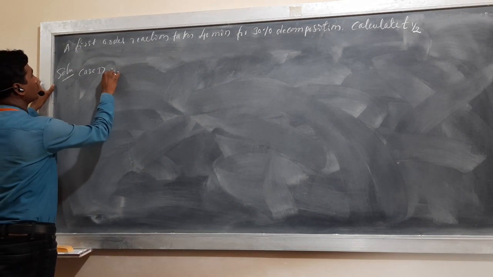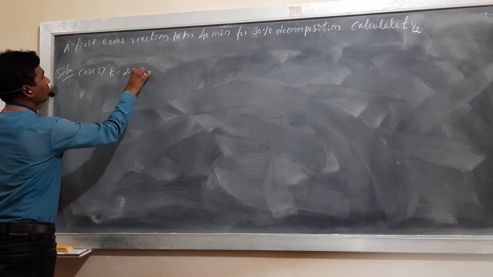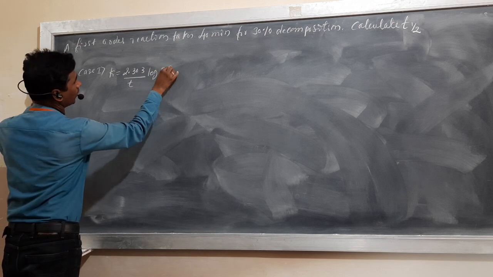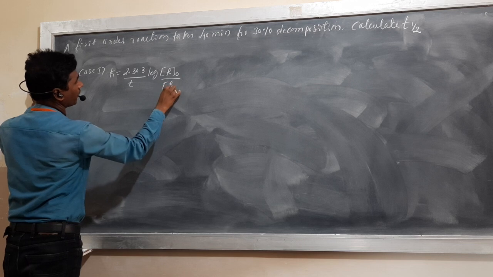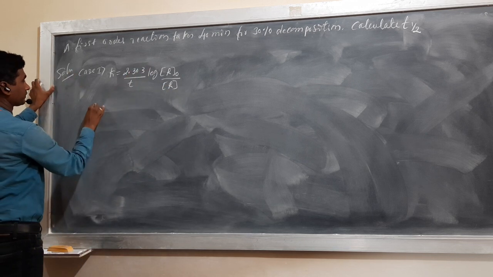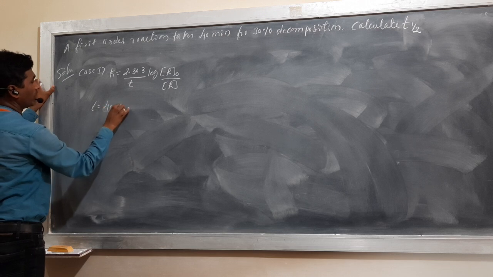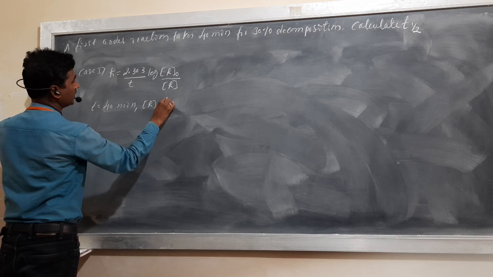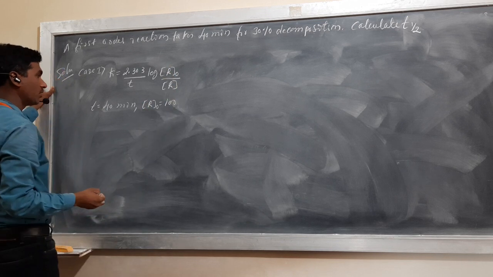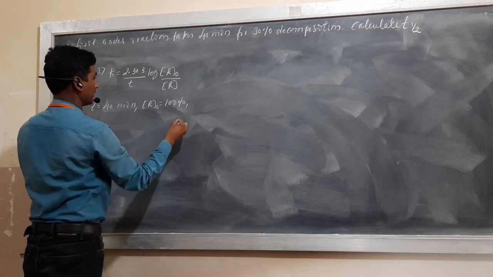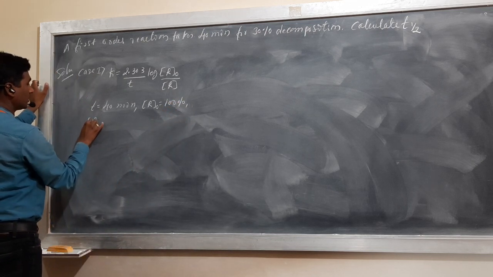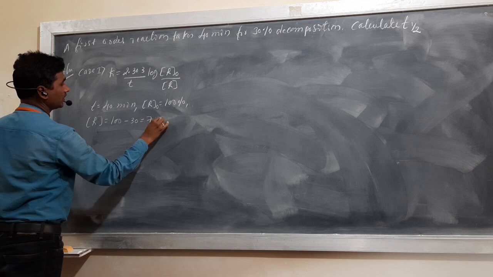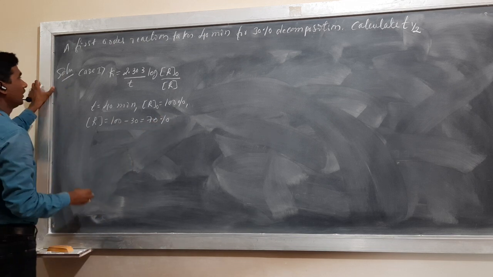What is case 1? K is equal to 2.303 divided by T log of R naught divided by R. What is the time? Time is given, 40 minutes. What is the initial concentration? The initial concentration is 100% because 30% is decomposed. What is the concentration of R? 100 minus 30, so it is equal to 70% remaining after 40 minutes.